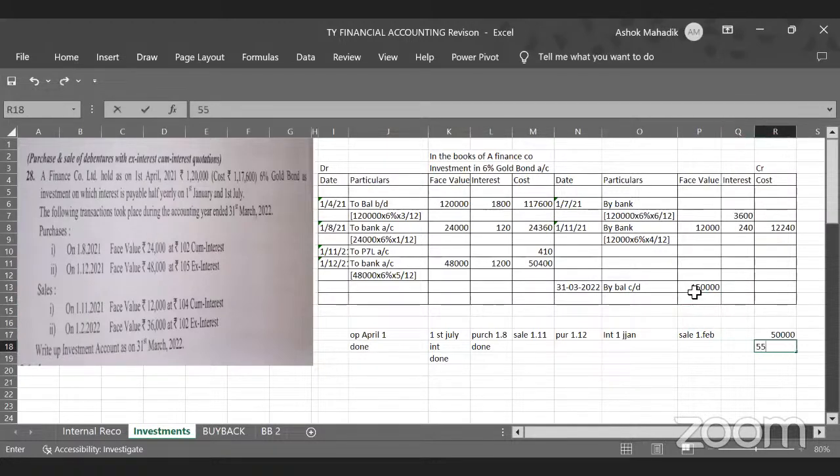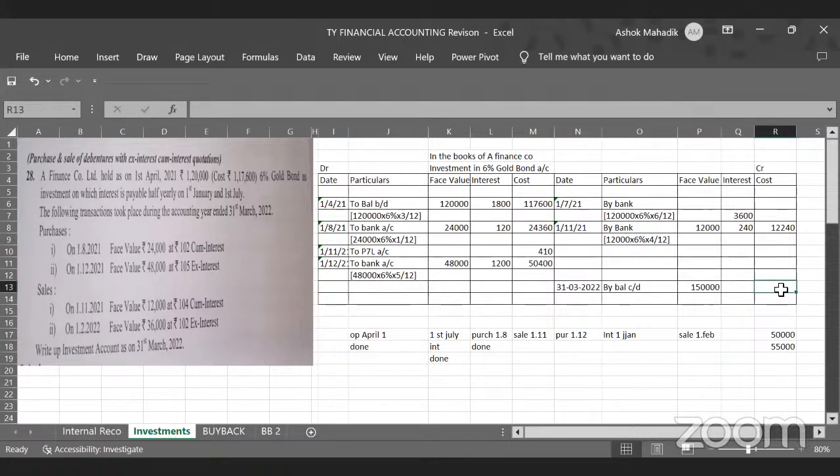Suppose you got 155,000. Then apply the Accounting Standard 2 formula, cost or market price, whichever is less. So accordingly, you will post 150,000. Understood? So this way, in case the market price of a share is given, you can apply that formula following the conservatism concept and record the value.